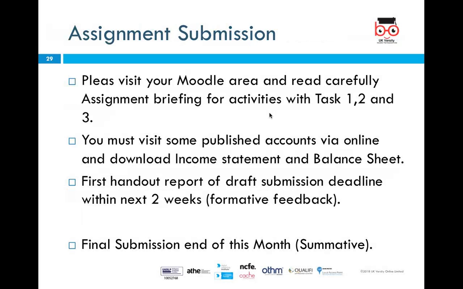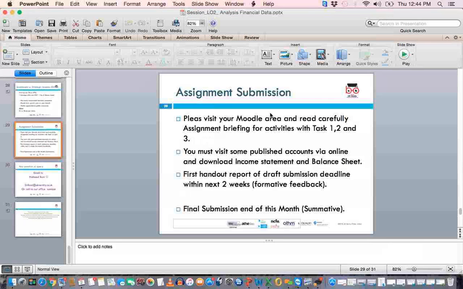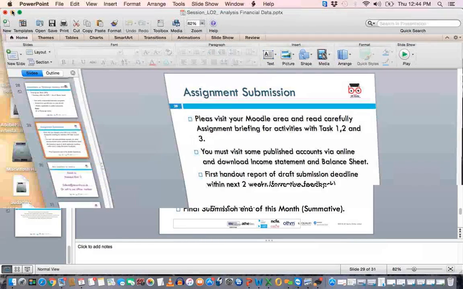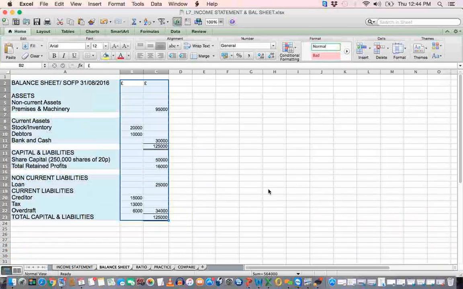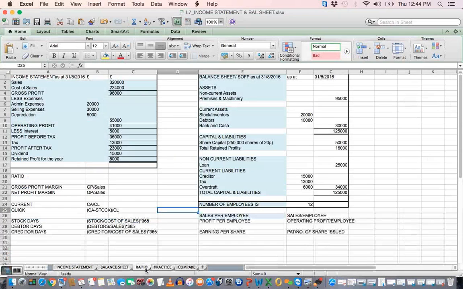So you have one assignment to submit for this course, and you need to explain the ratios in your assignment. So let's see how you are going to calculate the ratios. As I said, the 12 to 13 ratios I have shown you: gross profit margin, net profit margin, current, quick, stock days, debtor days, creditor days, and then sales per employee, profit per employee, earnings per share.